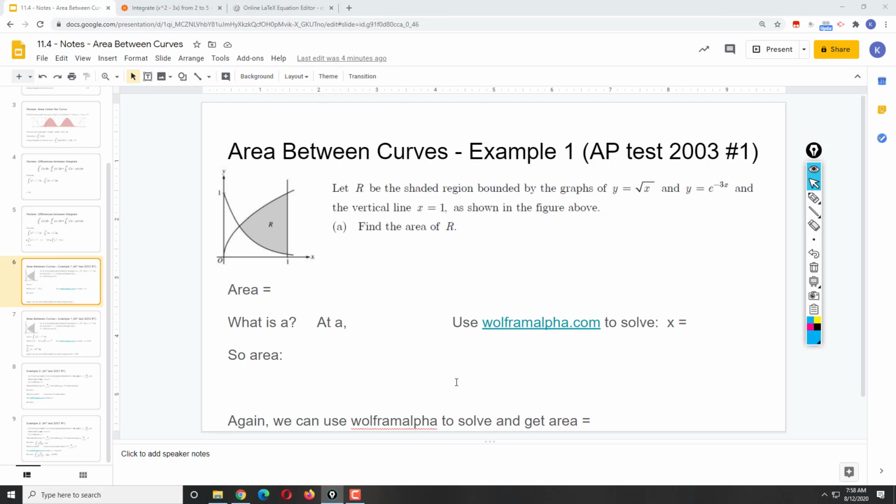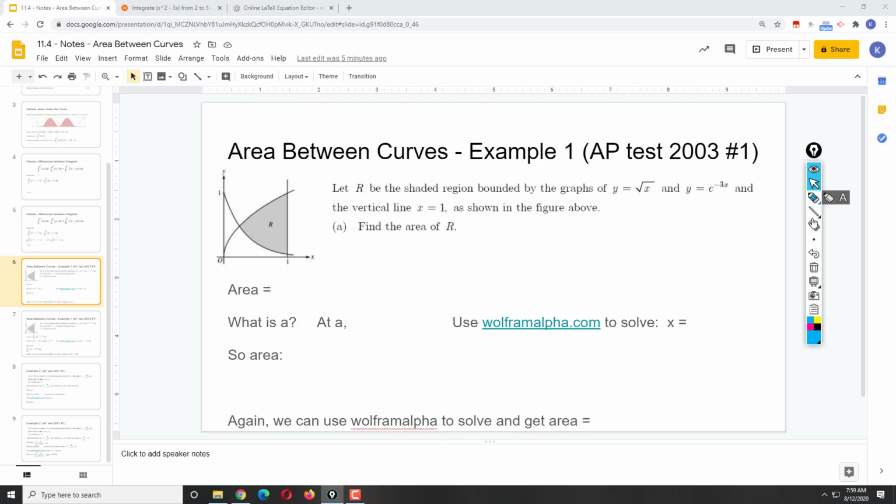There are a lot of questions on the AP test about area between curves. So we'll be looking at 2 examples, and your homework will also be problems from the AP test. Example 1. Let R be the shaded region bounded by the graphs y equals square root of x and y equals e to the negative 3x, and the vertical line x equals 1 as shown in the figure above. We want to find the area of R.